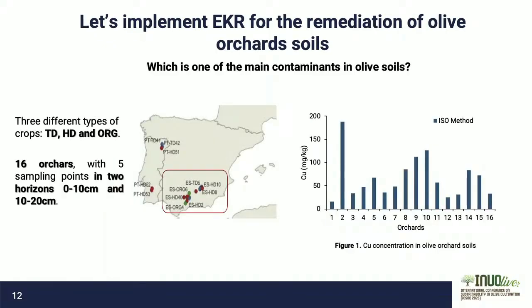So we started measuring the concentration of copper in 16 orchards, and we found that the copper concentration is over 30 milligrams per kg, which is huge, because 30 is already too much. And as you can see in the graph, we even have one which is over 150. So that means that we actually need to implement technologies to remediate these soils.